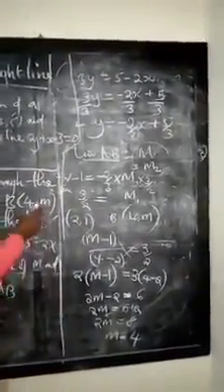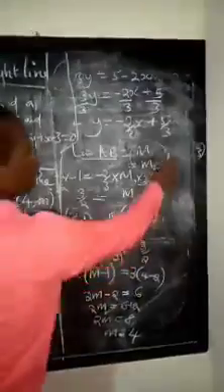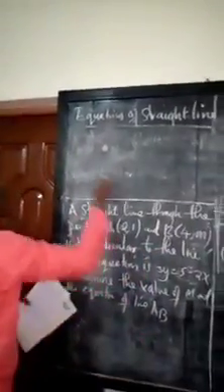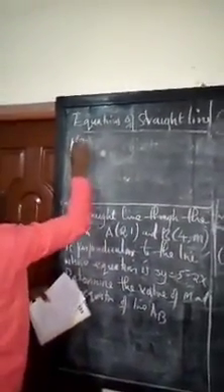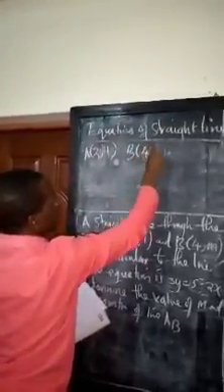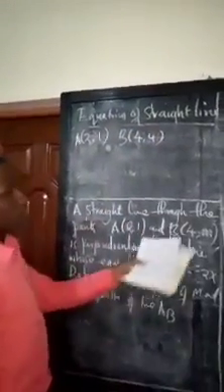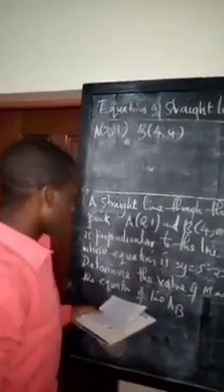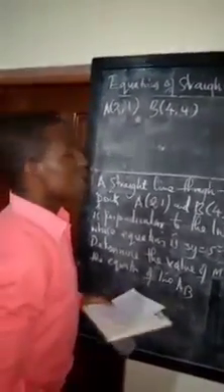So the value of m here, hope you've already copied this one. Point A is (2, 1). Point B is (4, 4). So we find the equation of line AB.